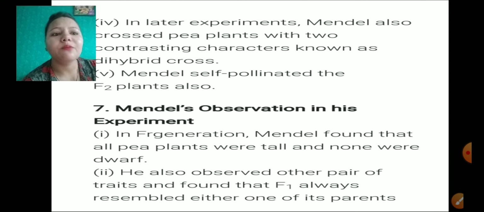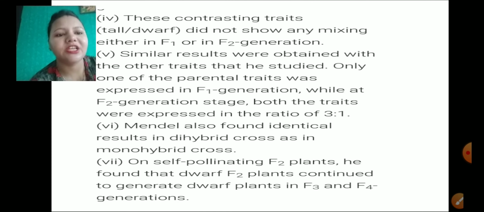Now, what are Mendel's observations after his experiment? He found that in the F1 generation all the pea plants were tall and not one plant was dwarf. But when he self crossed the F1 progeny, he found in the F2 progeny different types of traits, and the ratio of the traits in F2 is 3:1. Out of these, three were tall and one was dwarf, so he called it a monohybrid cross.